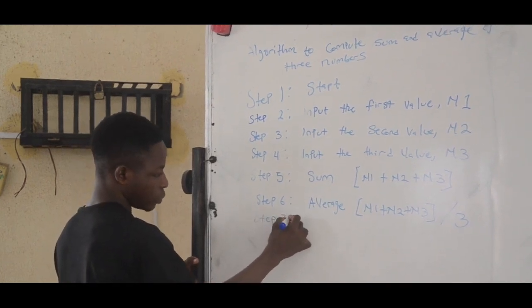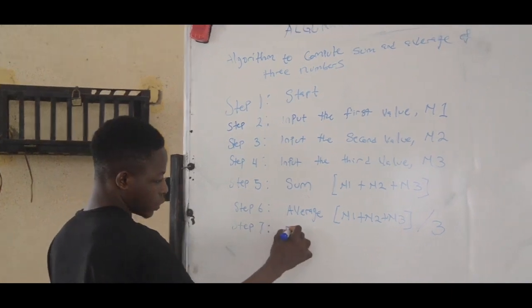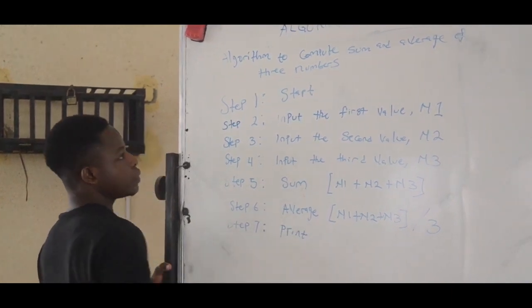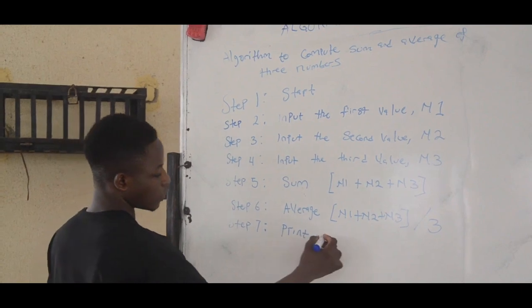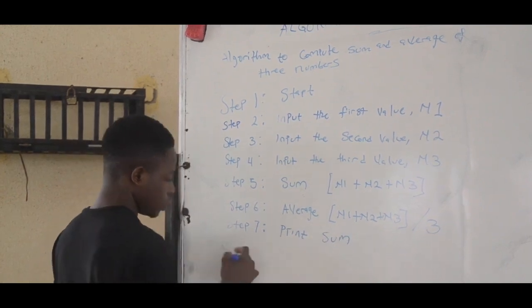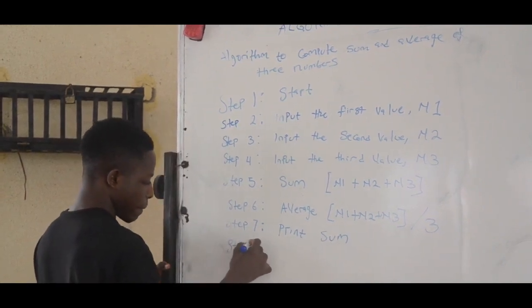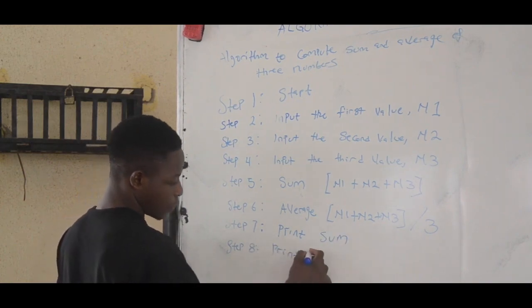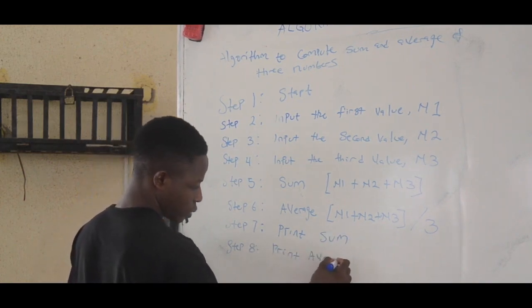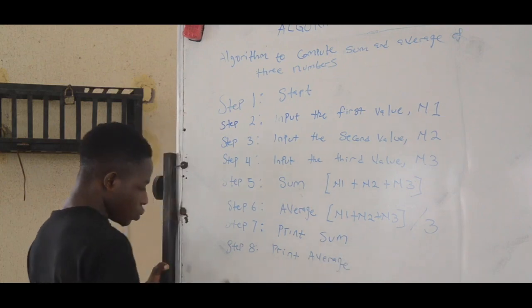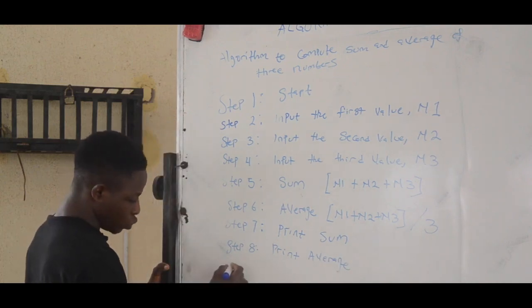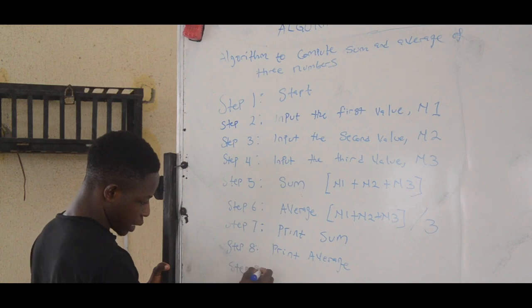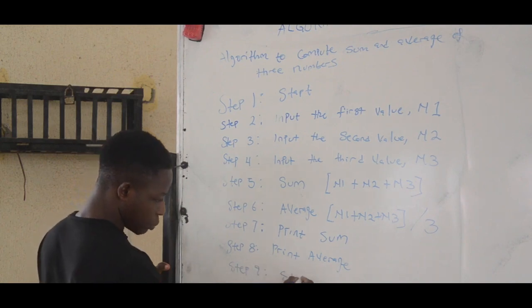Your step 7, print. We want to print 2 things. So we first print your sum. Then your step 8, you have to print your average. And after you print the 2 things, the next thing is just for you to go to step 9 and stop or end the program.